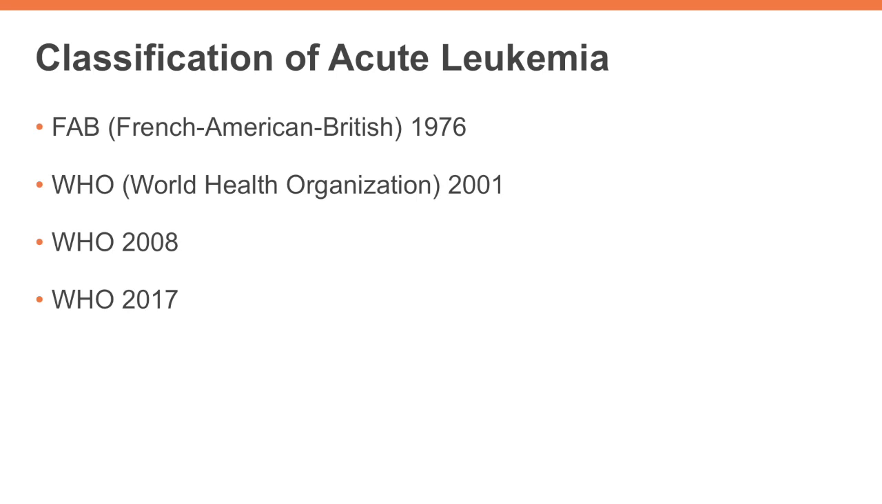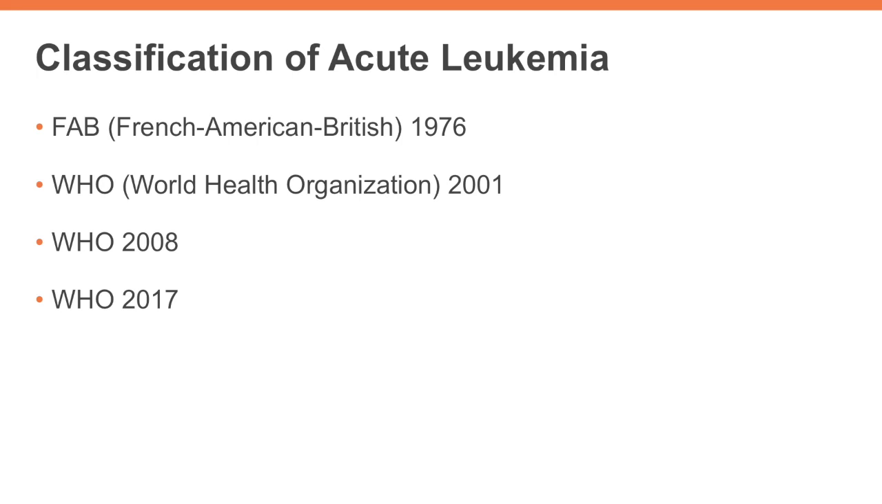Back in the 70s, we had the French-American-British classification, which was largely focused on morphology. This was a product of an international cooperative group of 7 experts that used morphology and some cytochemistry to standardize the diagnostic criteria for acute leukemia.